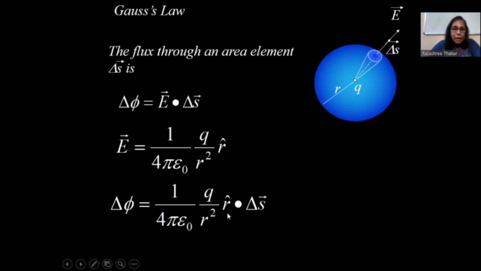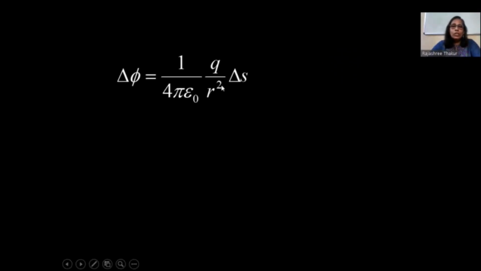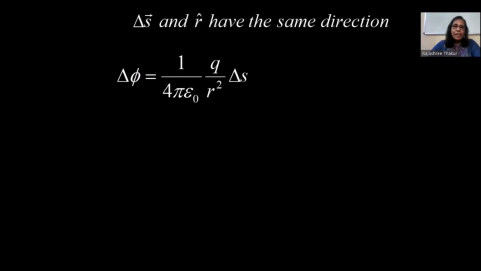So what will be the magnitude of this? It will be R into delta S into cos theta. Now we know theta is 0. So cos of theta, that is cos of 0, is 1. Hence, what will be the answer for this? Unit vector R dot delta S will be equal to delta S, right? So delta phi will be equal to 1 upon 4 pi epsilon 0 Q upon R square into delta S, since delta S and R have the same direction. All right.